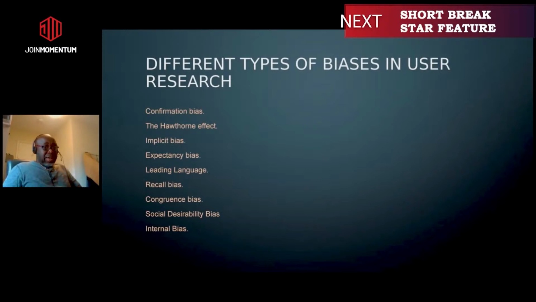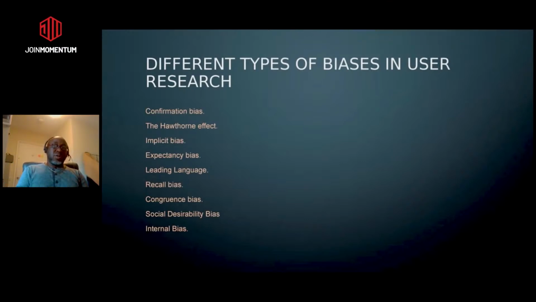I think I must have jumped over the expectancy bias, which is also commonly known as an observer bias, similar to the Hawthorne effect, in that the research participant may change their behavior to please the researcher or provide answers they think the researcher wants to know.